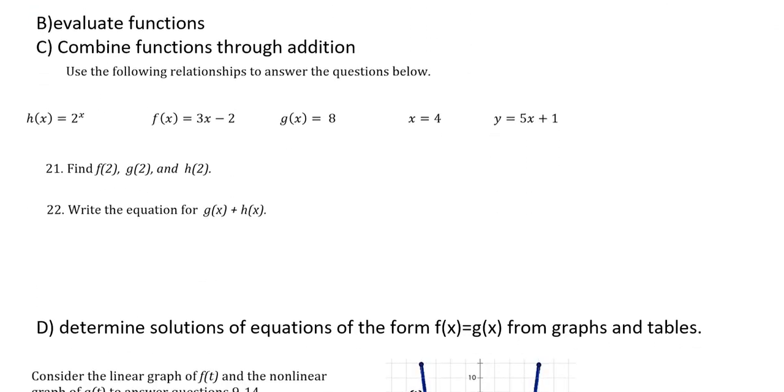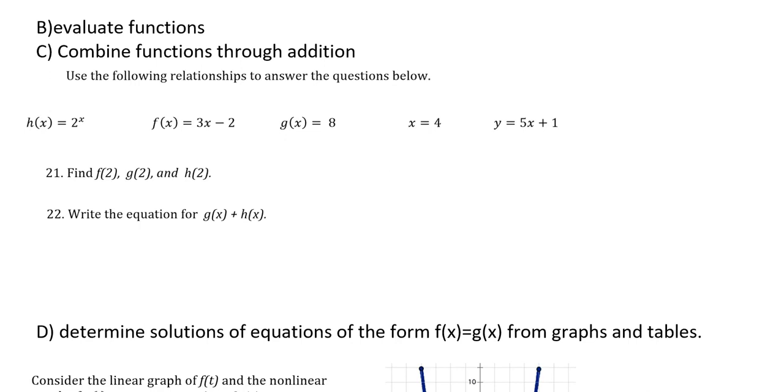The next set of objectives related to the purpose is to evaluate functions and combine functions through addition. The instructions in 20 say use the following relationships to answer the questions below. We're only going to do 21 and 22. So first off, we're fulfilling objective B, evaluating functions. To find f of 2, I plug in 2 for x, or substitute, I should say. 3 times 2 minus 2, well, that's 6 minus 2, which is 4. So f of 2 is 4.